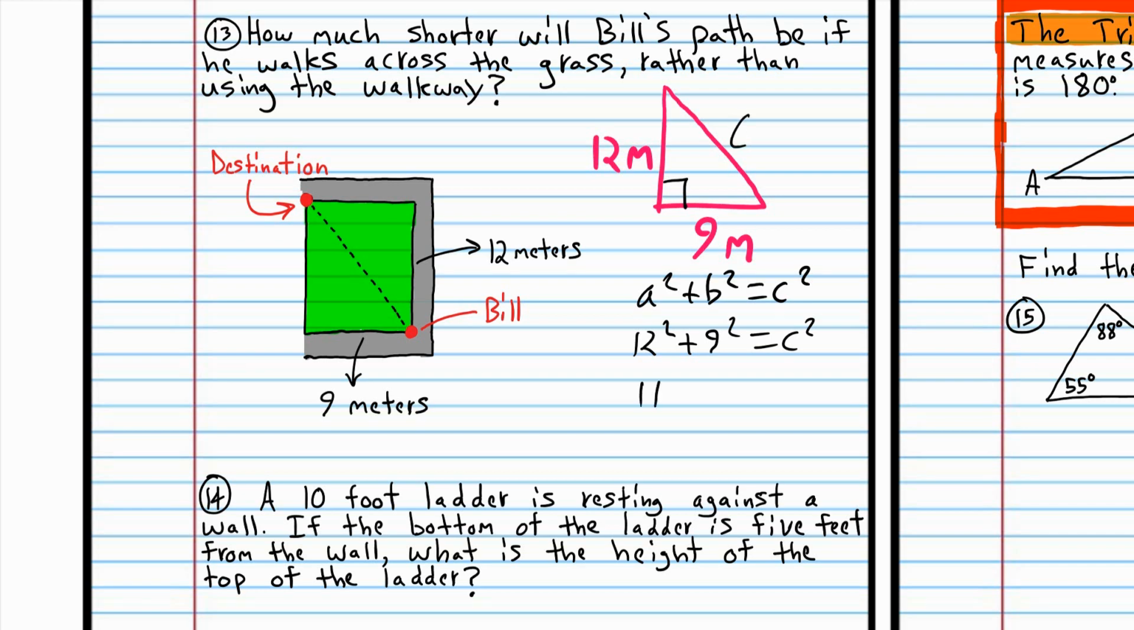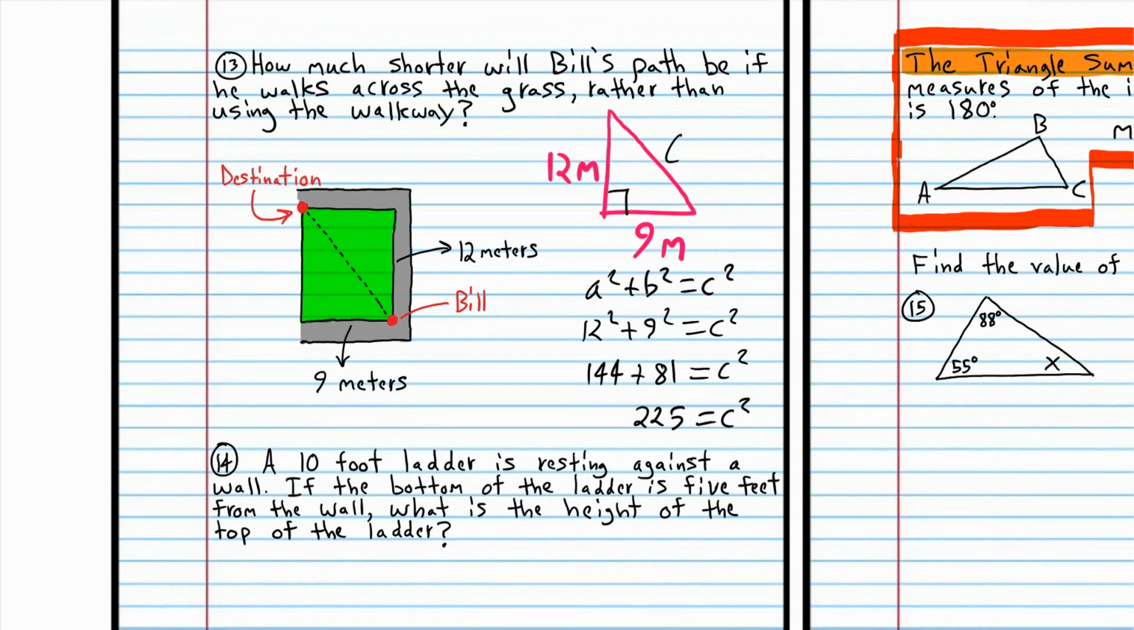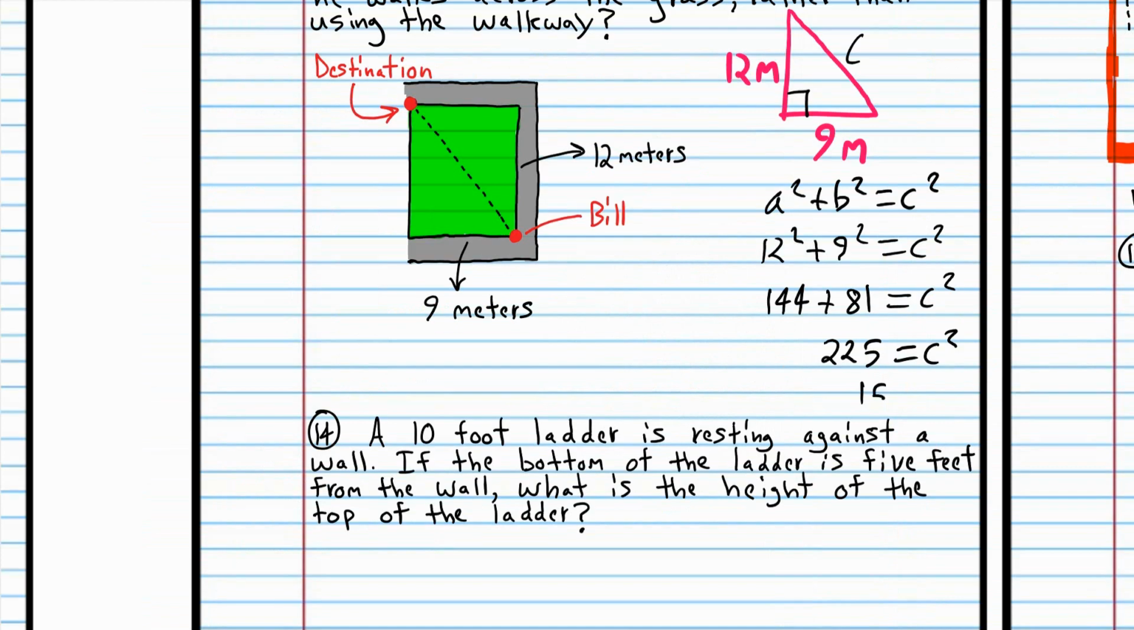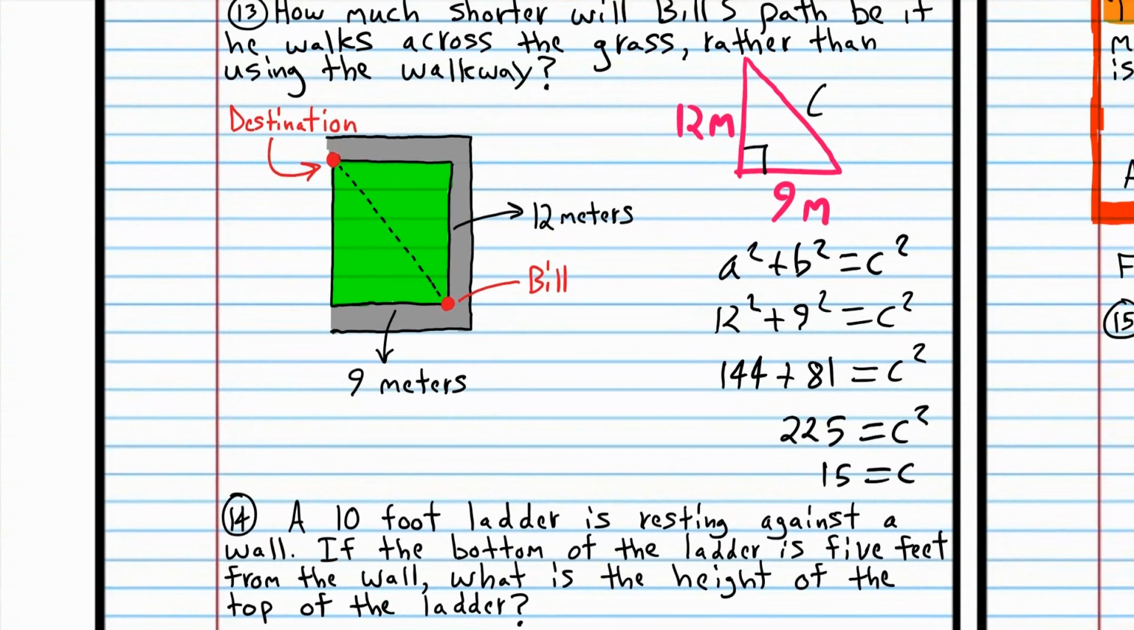So 12 squared, you can get your calculator out if you want to do that. 144. 9 squared, 9 times 9 is 81. 144 plus 81. I'm going to do that on my calculator. 144 plus 81 is equal to 225. So 225 is equal to C squared. Now we're not looking for C squared. We don't want C squared. We just want C. So how do we find C? Well, we just square root both sides. And that's going to be 15. So 15 meters. So at this point, a lot of students would say, okay, well, we're done.